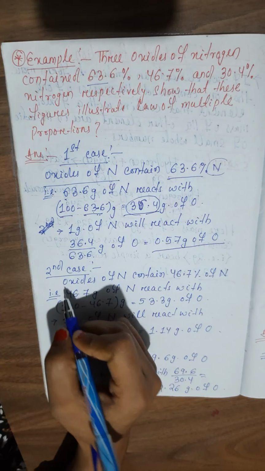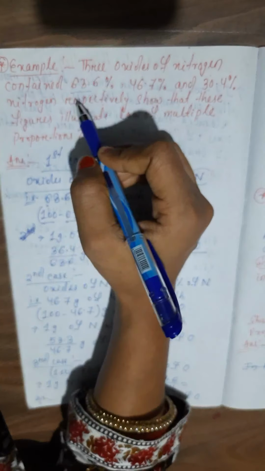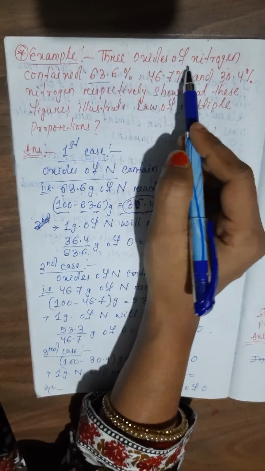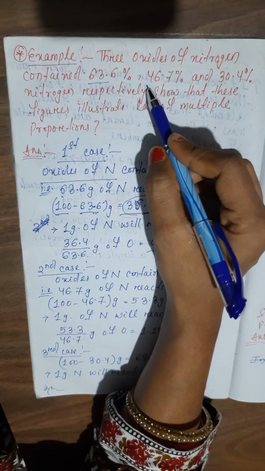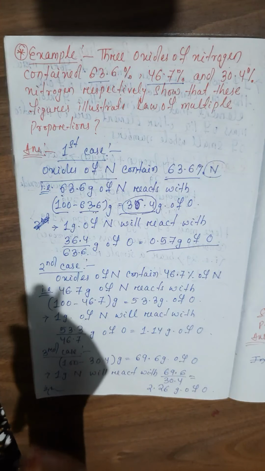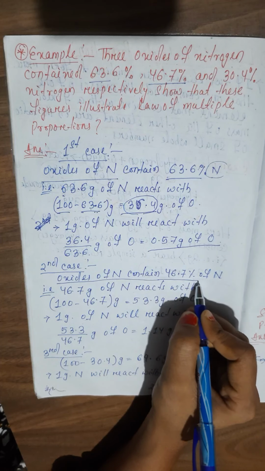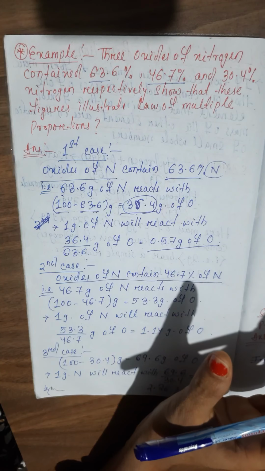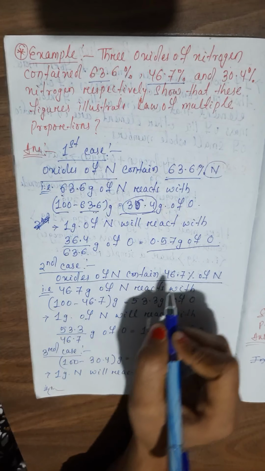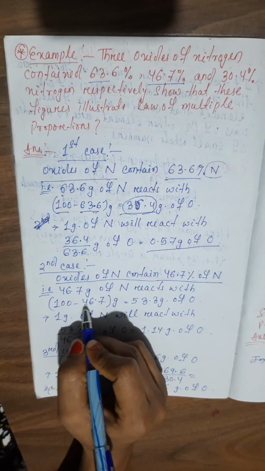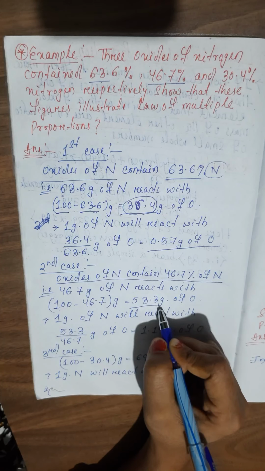Then come to the second case. According to the question, 3 oxides of nitrogen contain 63.6%, and in the second case it is written 46.7%. So the oxide of nitrogen contains 46.7% of N. Because it is given in percentage, it will be better we subtract this from 100. So 100 minus 46.7 gram is how much? That is 53.3 gram of oxygen.